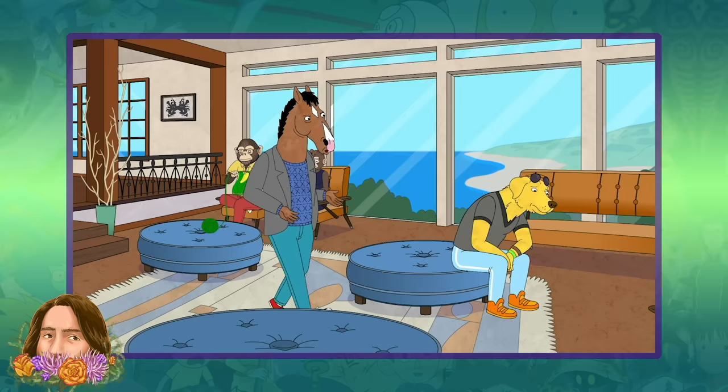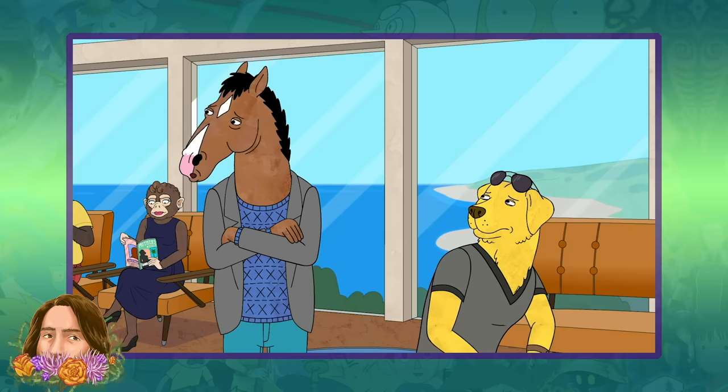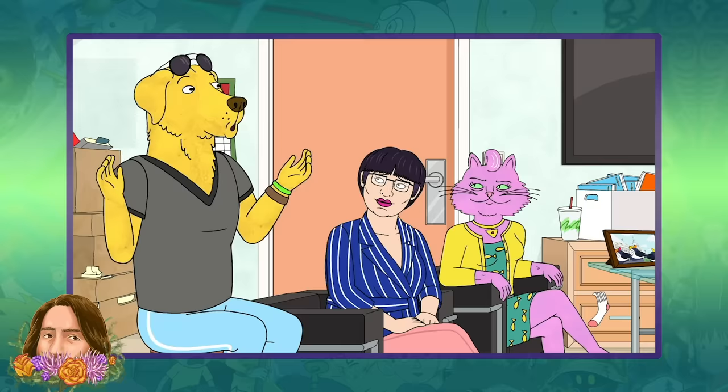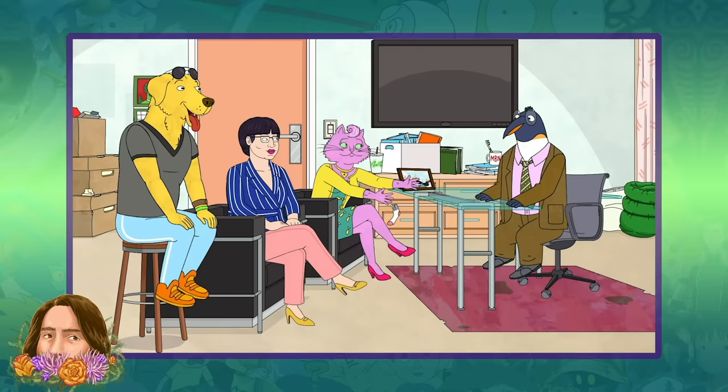BoJack actually gives Mr. Peanutbutter some great advice about how bottled up guilt can seep out and negatively affect people in other ways. You convince yourself that you're being selfless, but it comes out in other ways, and it infects everything. Later, Mr. Peanutbutter and PC decide to pitch Birthday Dad as a TV series instead of a movie, which is greenlit.